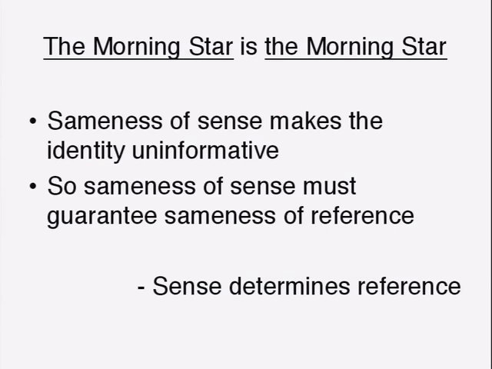So just to go back over that, when you take the morning star as the morning star, the sameness of sense has to be making that identity uninformative, right? If you get the same sense there, it's going to be uninformative to be told that the morning star is the morning star. You get the same take both times. It's the same object. But then sameness of sense has got to guarantee sameness of reference. You get the same sense, you get the same object there. So sense has got to be fixing reference.